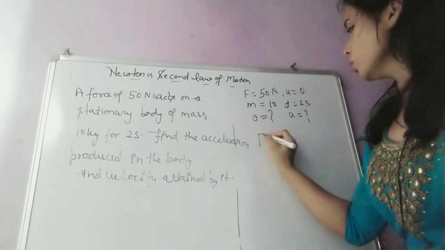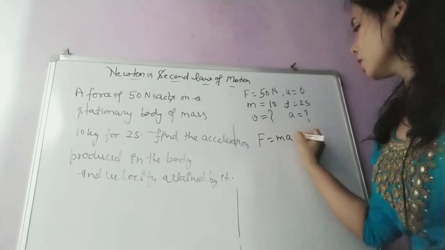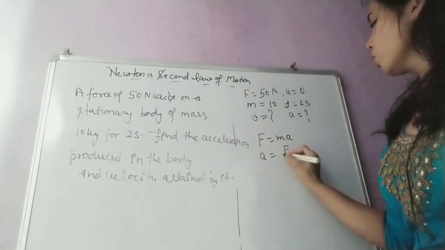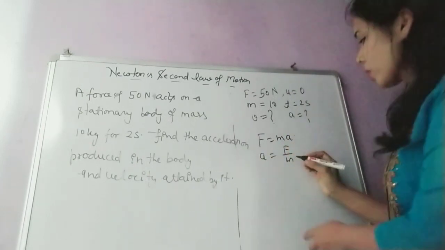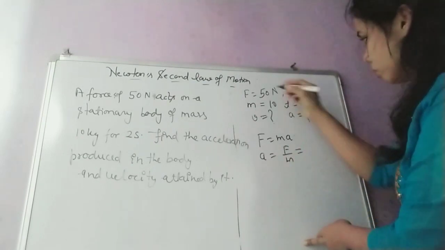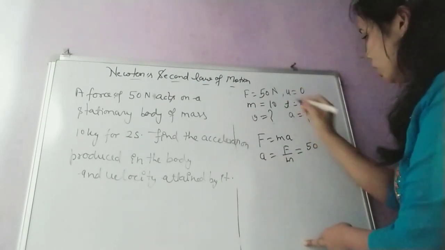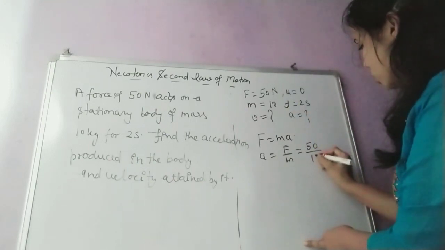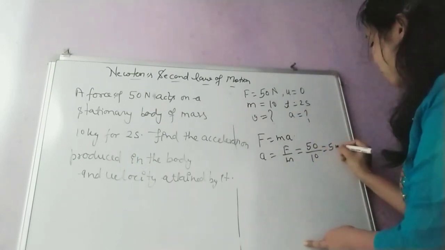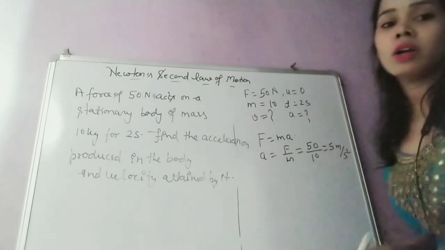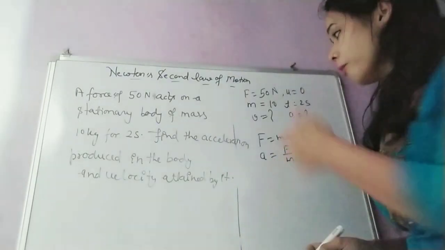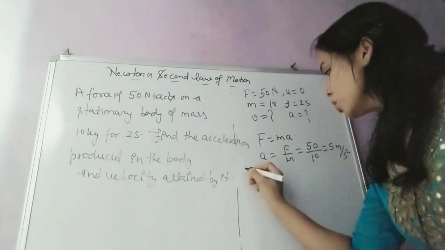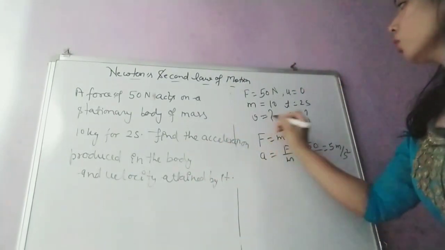So you know force equals mass times acceleration. Okay, so from here acceleration equals what? Force upon mass. Okay, so from here you can find out the value: 50 upon, how much is mass? 10 kg. So acceleration is 5 meter per second square. So you found the acceleration. Okay, now you will use the first equation of motion. By using the first equation of motion you can find out v.